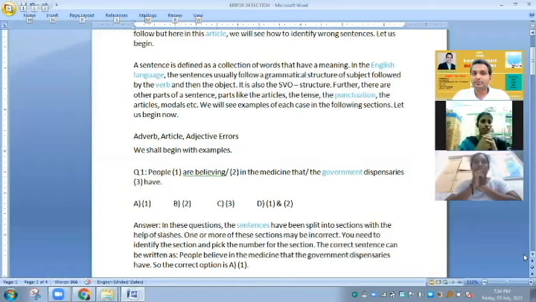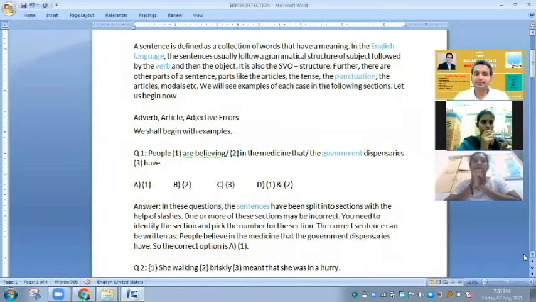Question 1. People are believing in the medicine that the government dispensaries have. There are 3 parts in this sentence. People, first one. Are believing, second one. In the medicine that the government dispensaries have. With obliques, it has been separated. So there is an error that has crept into this sentence. How do we know that there is an error?